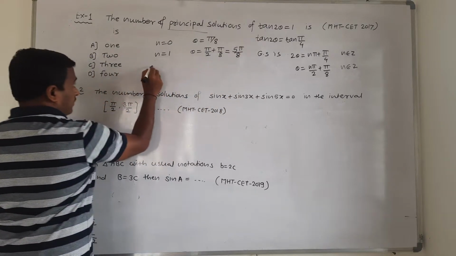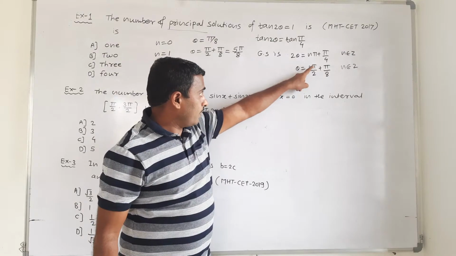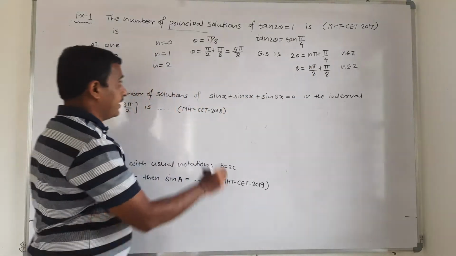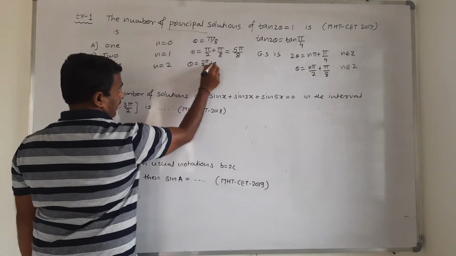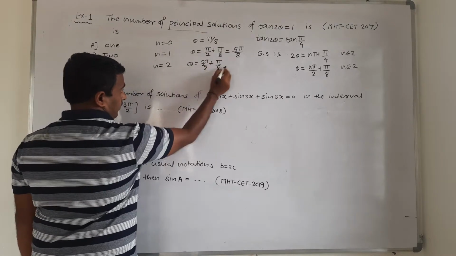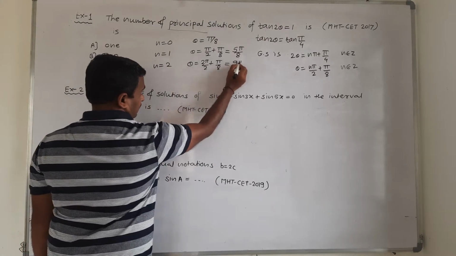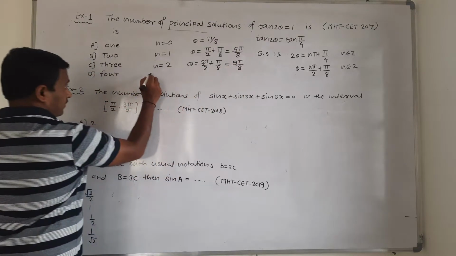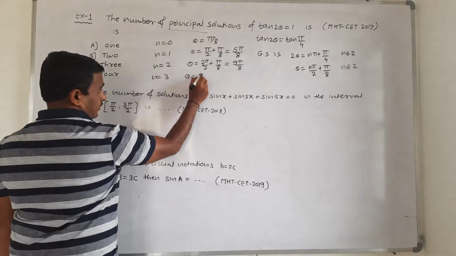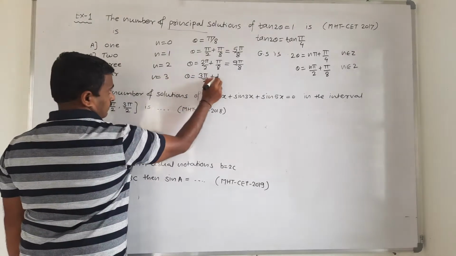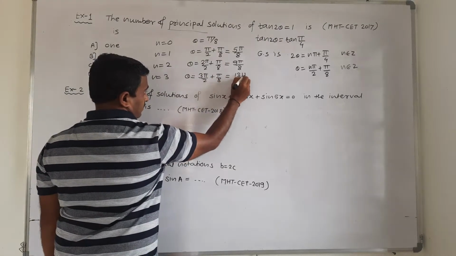N is equal to 2, we get 2 pi by 2 plus pi by 8. With common denominator 8, that is 9 pi by 8. And n is equal to 3, theta is equal to 3 pi by 2 plus pi by 8, that is 13 pi by 8.